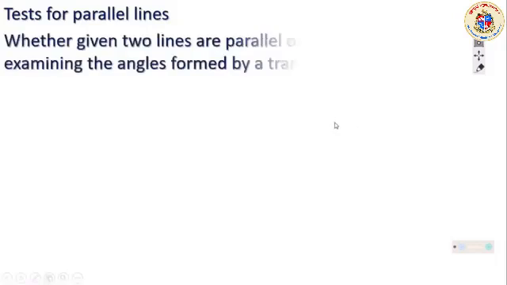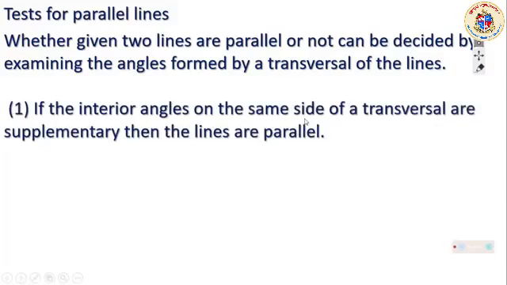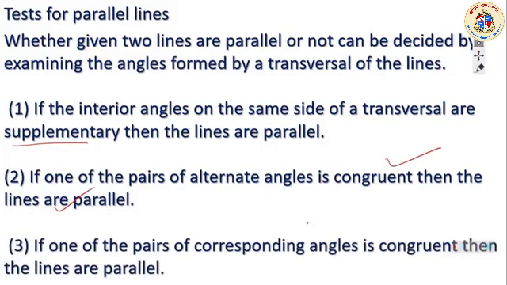There are certain headings like tests for parallel lines in your textbook. When two lines are parallel or not can be decided by examining the angles formed by the transversal. If the interior angles on the same side of the transversal are supplementary, then the lines are parallel. If one pair of alternate angles are congruent, then the lines are parallel. If one pair of corresponding angles are congruent, then the lines are parallel. Very simple, you know it.